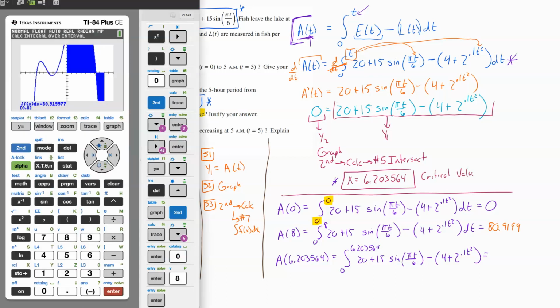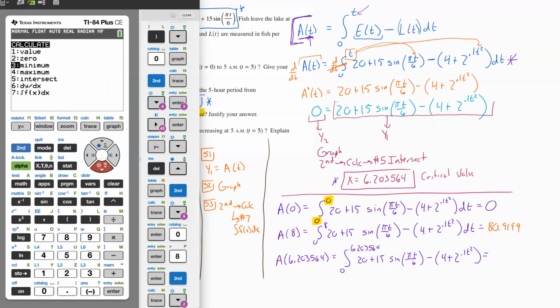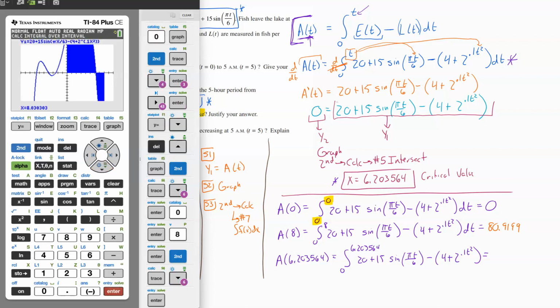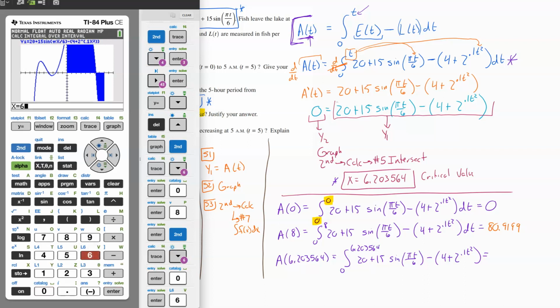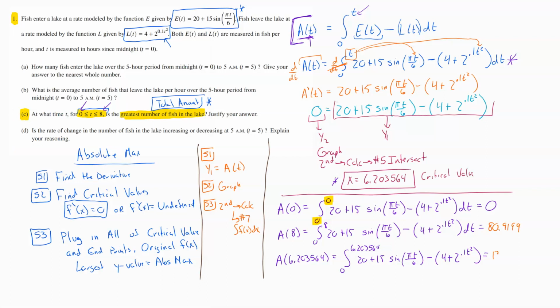Now we're going to come back in and do the same thing with 6.203564. So we do a second calc, again integral of f of x dx. It's going to ask us for the lower limit. The lower limit is 0. It'll ask us for that upper limit. We'll type in 6.203564. Hit enter. It doesn't shade it visually for us because it's already got the shade there. And at the bottom of the screen, we're going to see 135.01492.